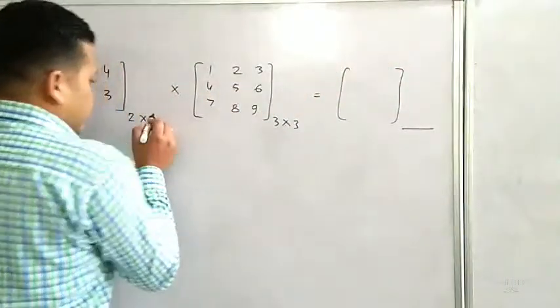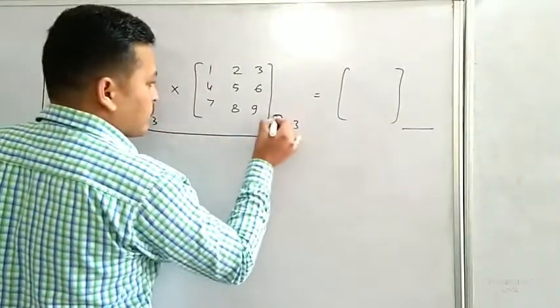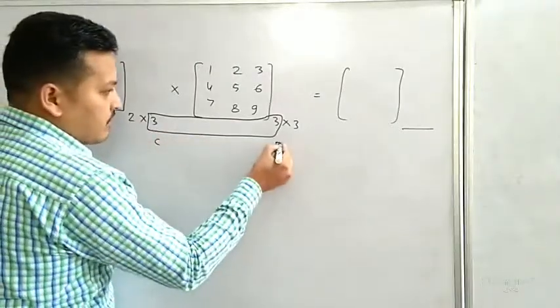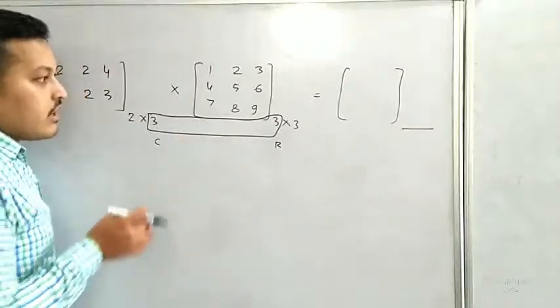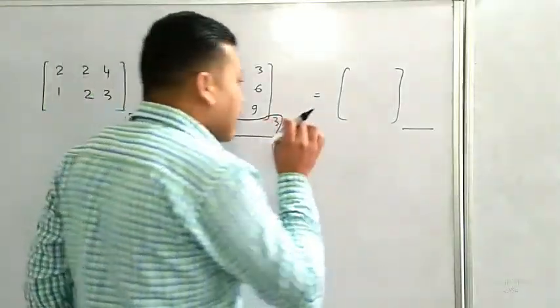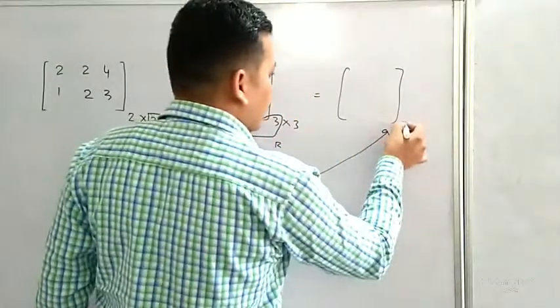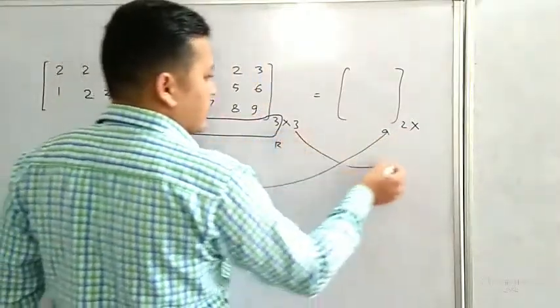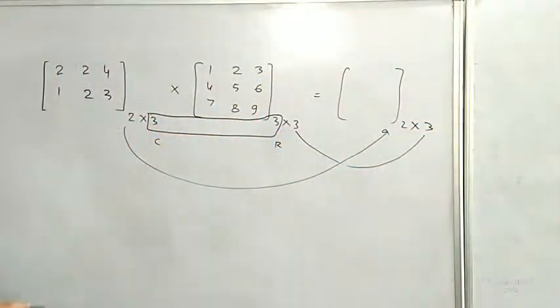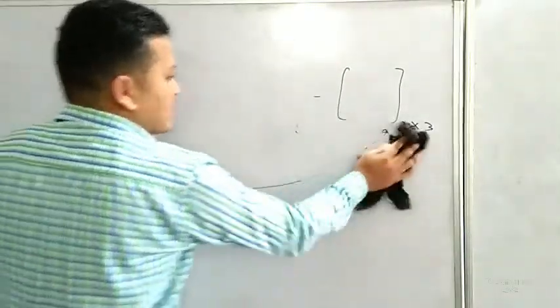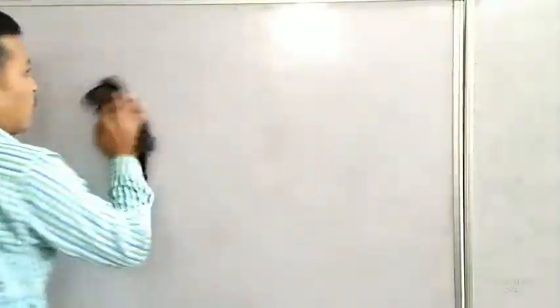The answer is good. Okay sir, first of all we will check the order, 3 into 3, row and column. The column of the first matrix and the row of the second matrix are equal to each other, so the product is possible here. And what is the order of the final matrix we will get as the answer? It will be 2 cross 3. So this is the concept of how to check whether the product of two matrices is possible or not, and how we can find the order of the matrix without doing the actual multiplication.